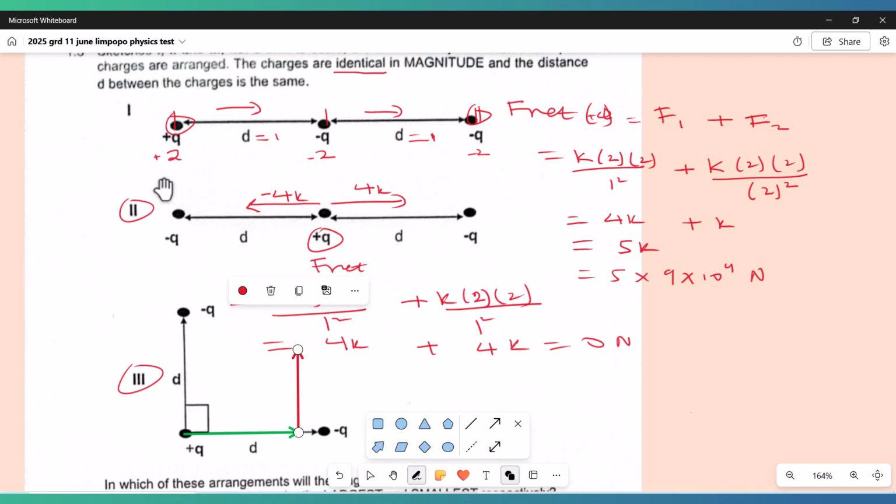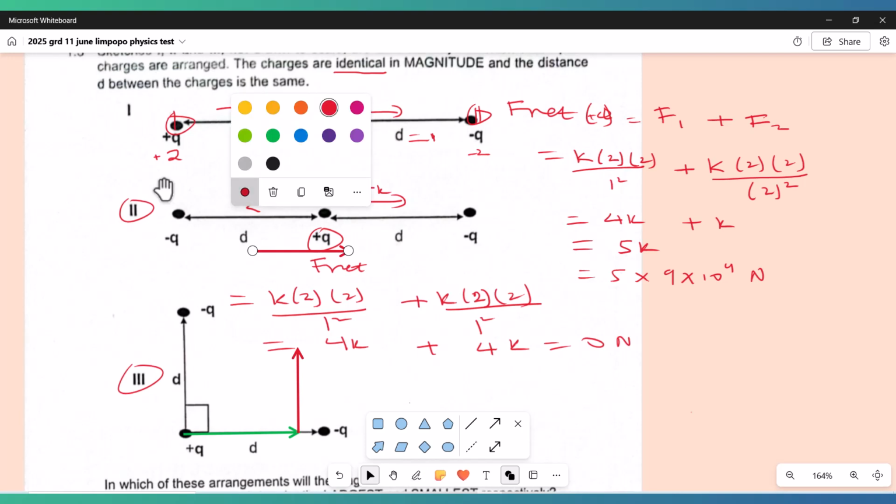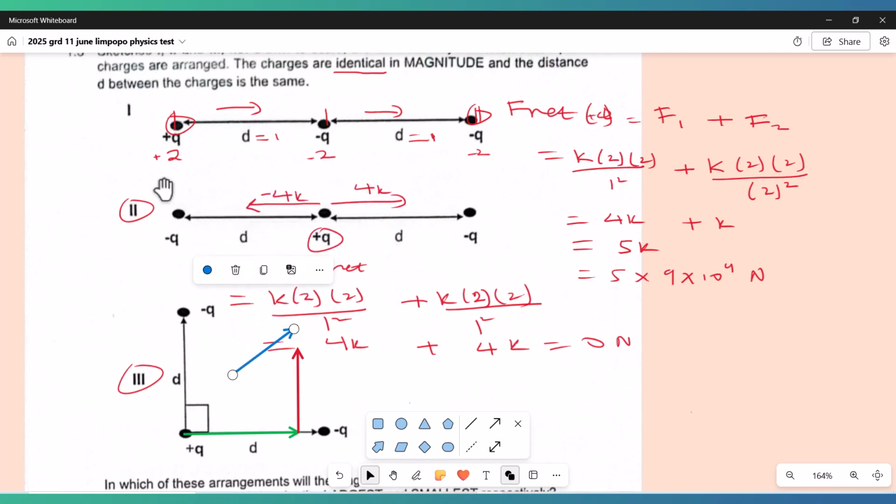Then my resultant is going to be given by this other arrow, now in blue. To get my arrow in blue, I come from the starting point, that's from the tail to the head of the second vector here. In other words, I'm going to use Pythagoras because this is 90 degrees here. So my F resultant on the positive charge will be given by this Fx and Fy.